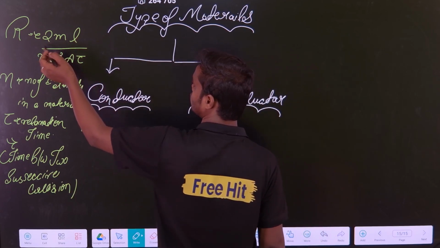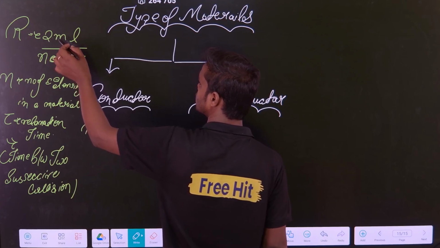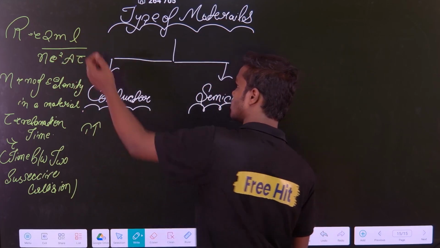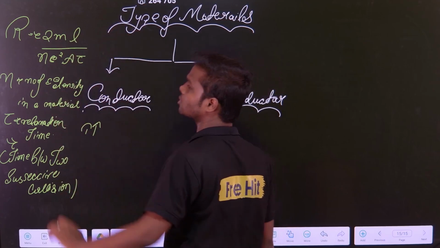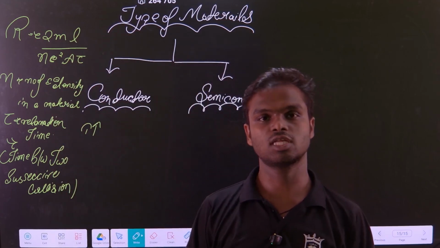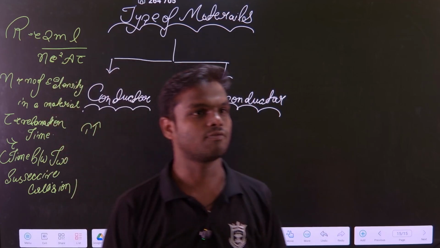Is e going to change? Answer is no. Is m going to change? Answer is no. Mass of electron is a fixed quantity. Is length going to change? There will be some change in the length. That is true, because if you have seen class 11, we have talked about the length being increased by alpha L into delta T.